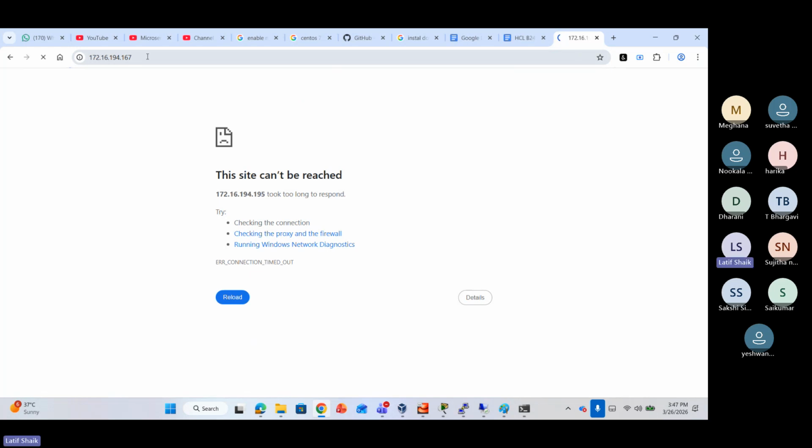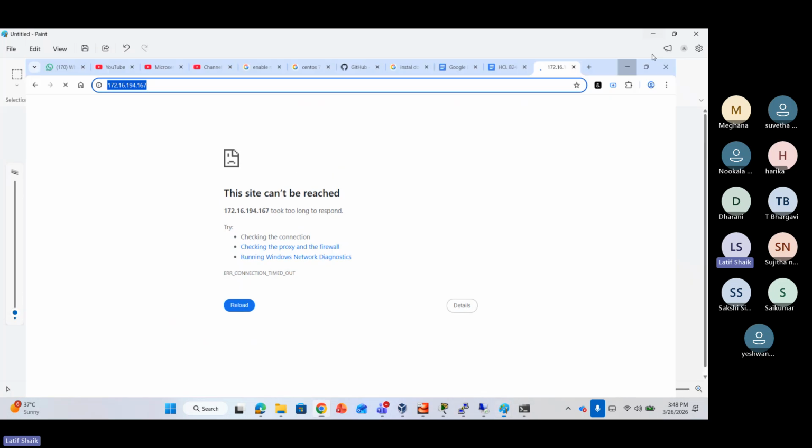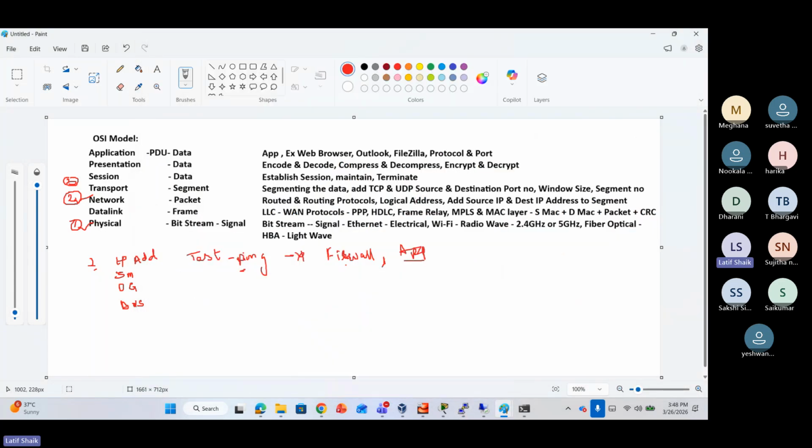So we will get an error like this: This site cannot be reached. Okay, it's the older 195 I used, but now I'm using 167. When I'm testing connectivity by pinging, it's good. But when I'm trying to access a website, it's not loading. This site cannot be reached. Why? Even though I'm accessing remotely, remote system, SSH we are accessing. But why am I not able to access the web?